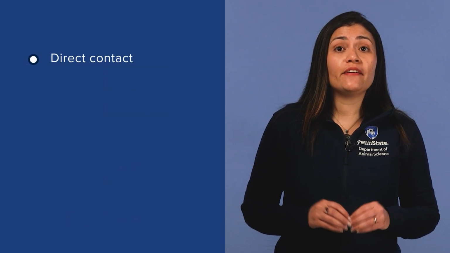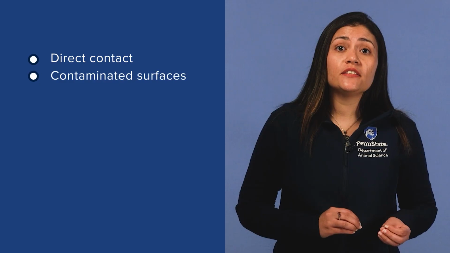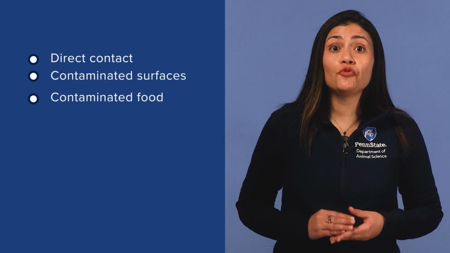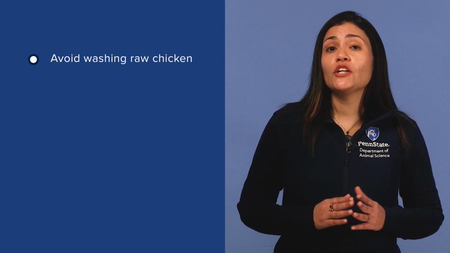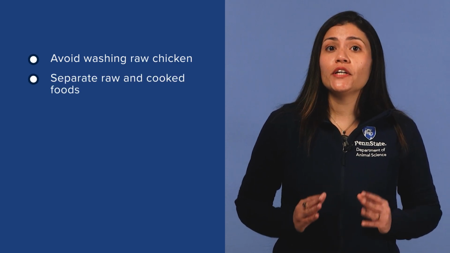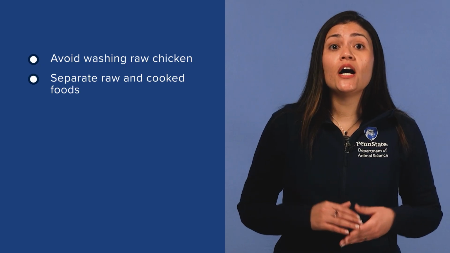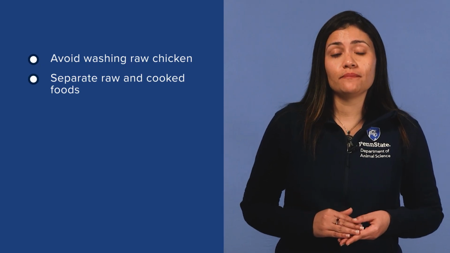The resistant clones can spread to new hosts through direct contact, contaminated surfaces, or even through contaminated food. Proper food safety practices are key to reducing this risk. For example, avoiding washing raw chicken and always separating raw and cooked foods can help prevent the spread of harmful bacteria in your kitchen. But when it comes to food, controlling AMR goes beyond the kitchen and requires proper practices throughout the food production chain.